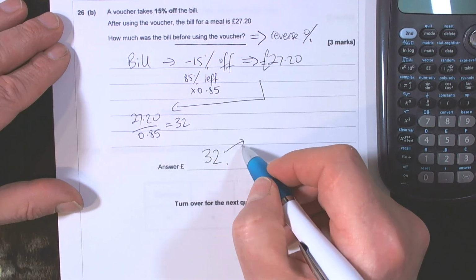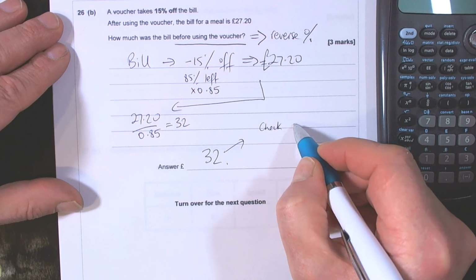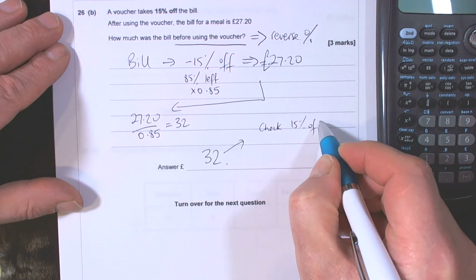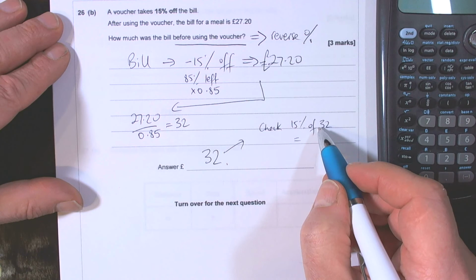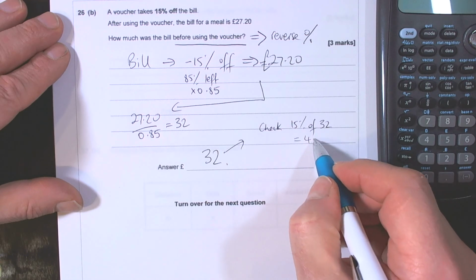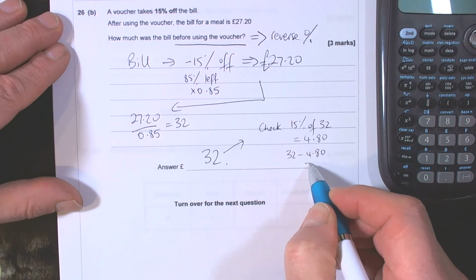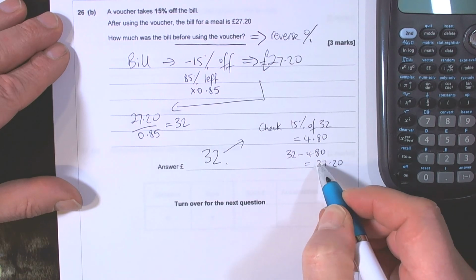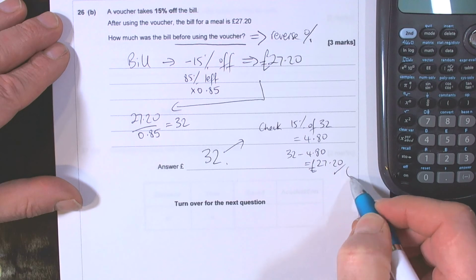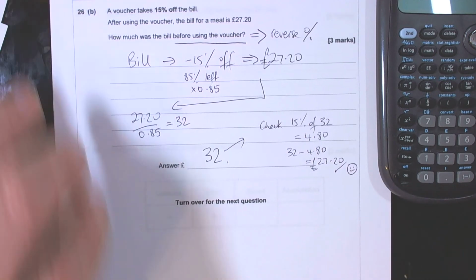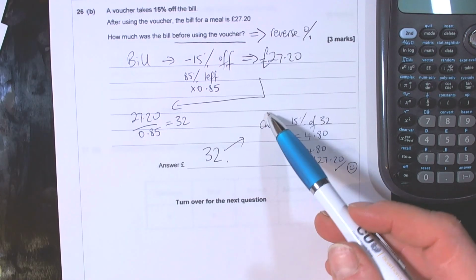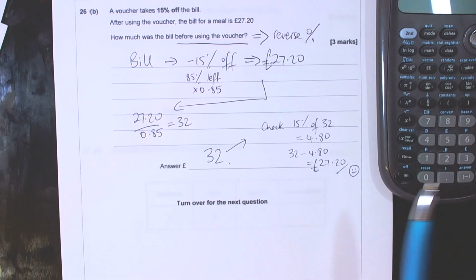Now our check. 15% of 32, well 10% is £3.20, so that's £4.80, and 32 take away £4.80 does give us £27.20. So again, it's useful to do your check to make sure that the information that was given in the question does work for the answer you got.